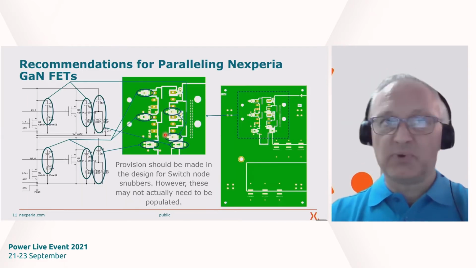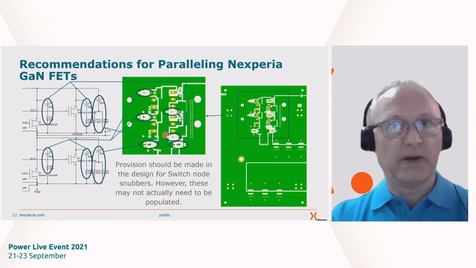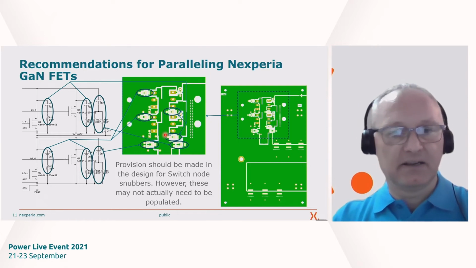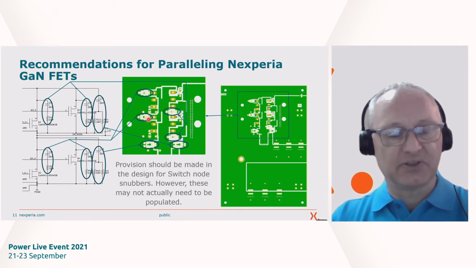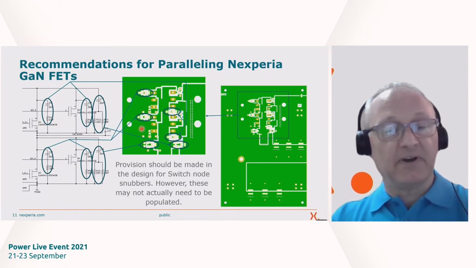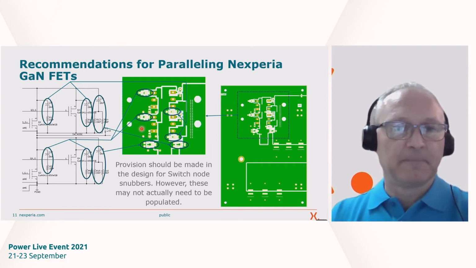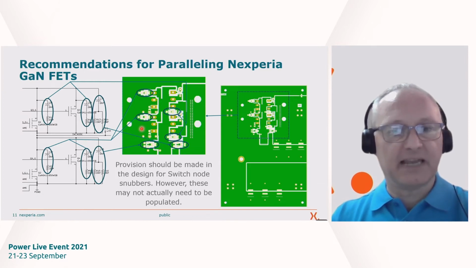The next recommendation we have is that provision should always be made in the design for switch node snubbers. We can also see here that the placement of the snubbers, which are highlighted here, so these are the snubbers for the low sides, and these are the snubbers for the high sides, are as close as possible to the pin on the GaN FET. However, these may not actually need to be populated. And I'll show later on that in our design, they were actually not required for stable switching.